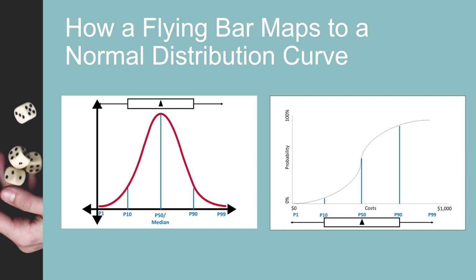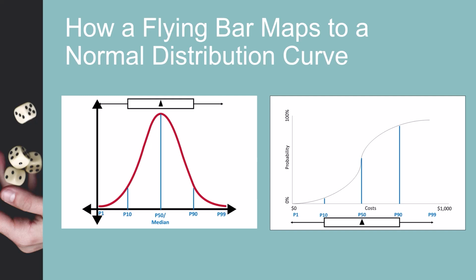P1 is an extremely low number. You would only expect 1% of a population to be lower than this. This is the tip of the point of the left arrow. P10 is a very low number. You would expect 10% of a population to be lower than this. This is the left edge of the bar.